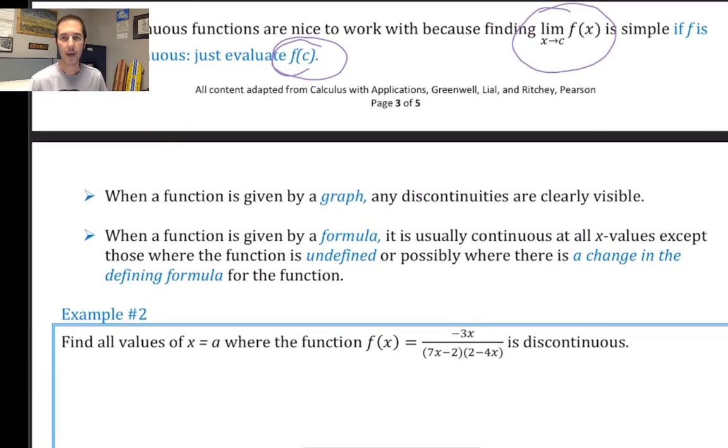When a function is given by a graph, your discontinuities should be clearly visible. The graphs that you see in a textbook or on an exam, if there's a hole in the graph, there should be some kind of pretty obvious little open circle that indicates the hole. If you graph on your graphing calculator, at least the TI-84 that I have, a hole is not going to be clearly indicated on that graph. It'll look quite continuous. I don't even know if you can zoom in far enough to where the calculator would show you a gap in your graph, but it's not going to put a little open circle where your hole is. So just be careful there.